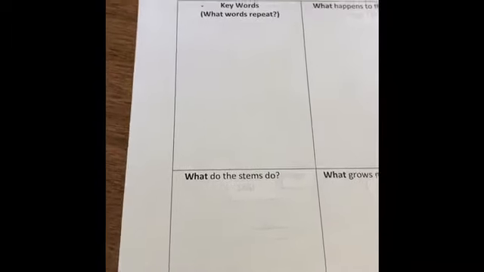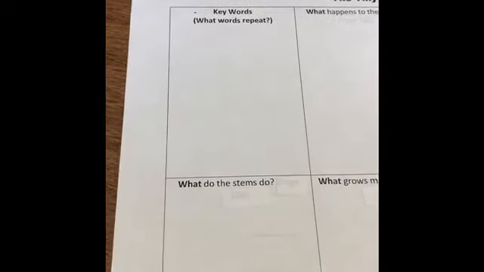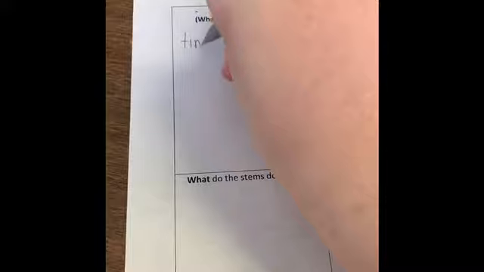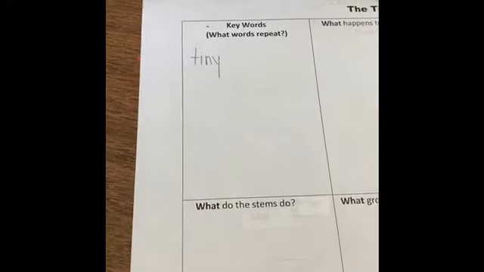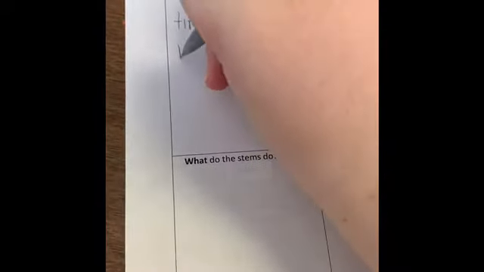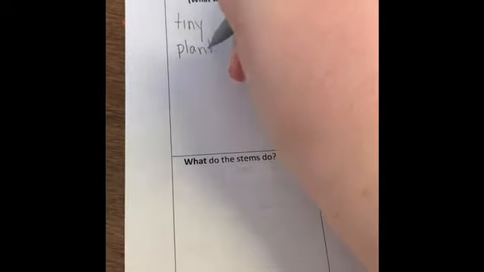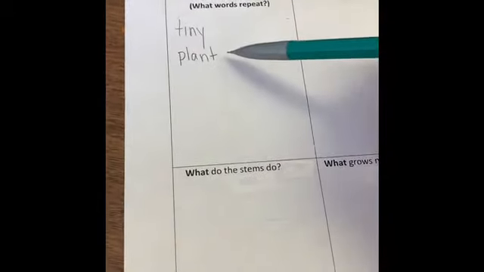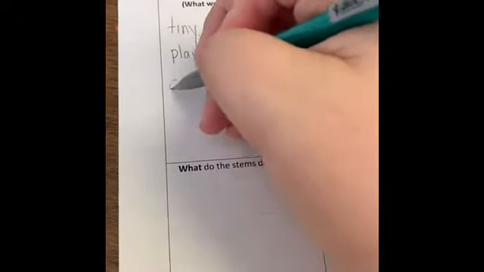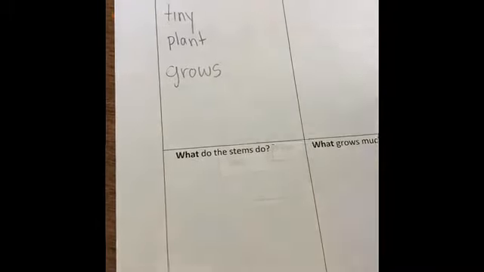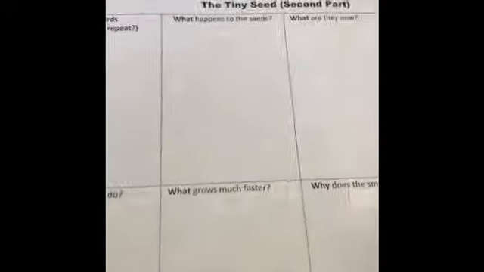What were some words that we heard several times in the story that were repeated more than once? One word that Miss Ellis picked out was the word tiny. We still heard them talk so often about that seed just being tiny, not as big as the others. We also heard the word plant, because once that tiny seed was in the ground, it slowly turned into a plant. And we also heard the word grows, because the tiny seed slowly grew into something amazing. Let's look at our first question.